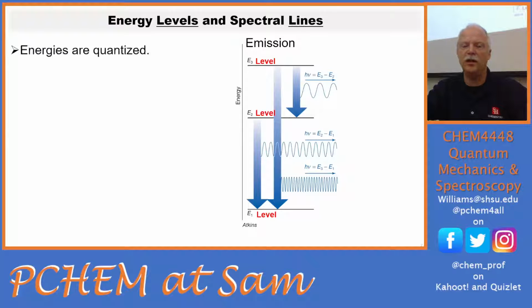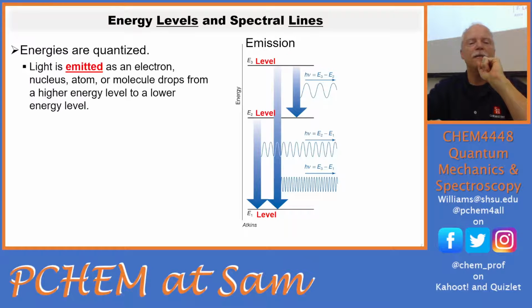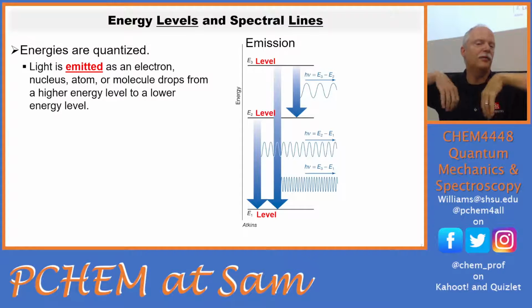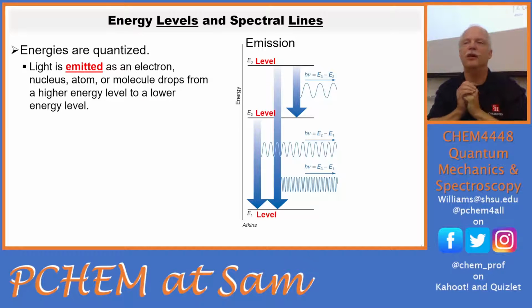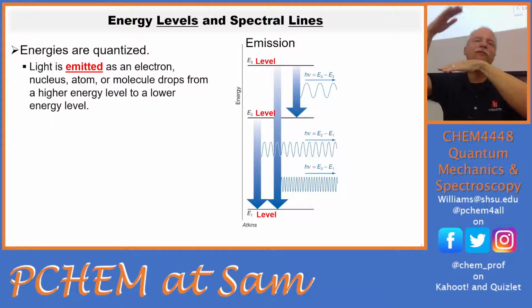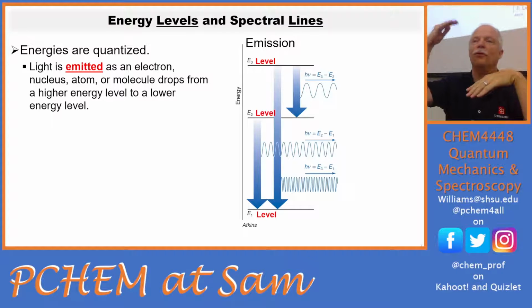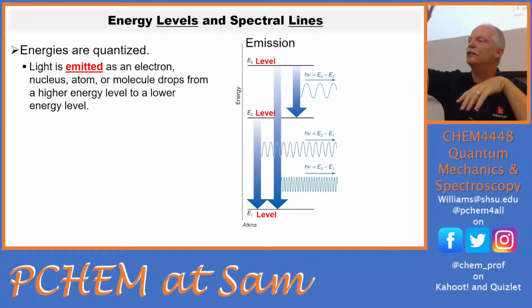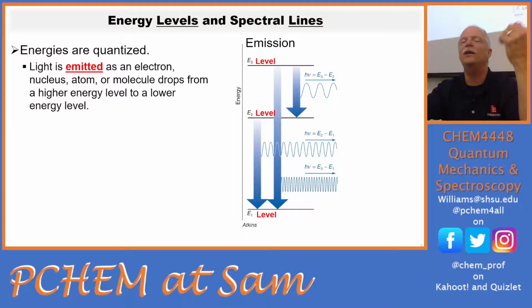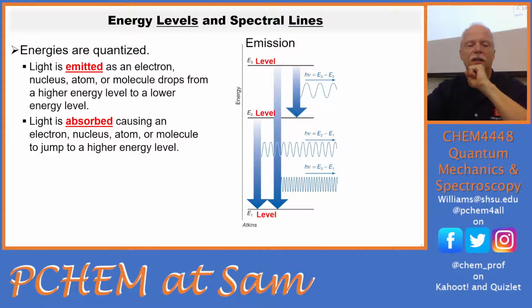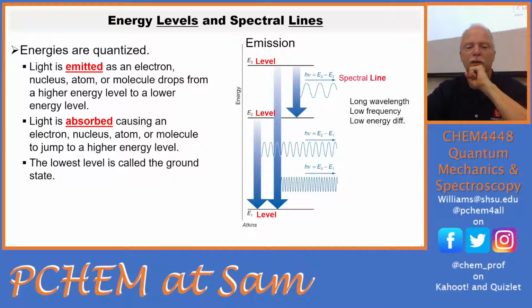It is important to get these concepts, and these words both begin with L. They both sound very similar, but they're very, very different. Energies are quantized. So when light is emitted, an electron or nucleus or a molecule or an atom drops from a higher energy level to a lower energy level. The levels are just like floors in a building. A molecular system can be on floor 1, floor 2, floor 3. Those are your energy levels. It's the transitions between the levels that we call spectral lines. Those show up in the spectrum.